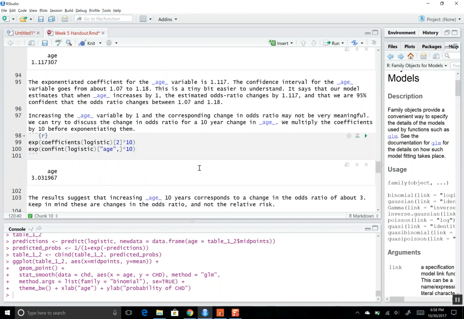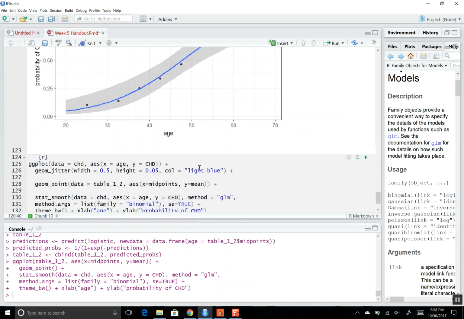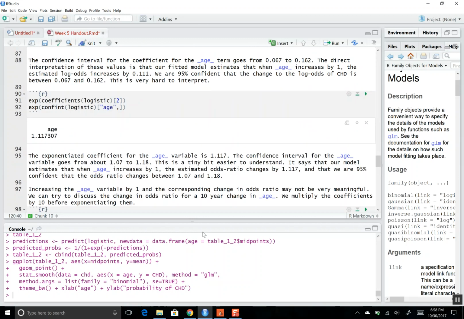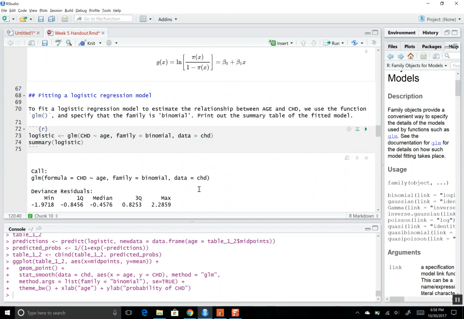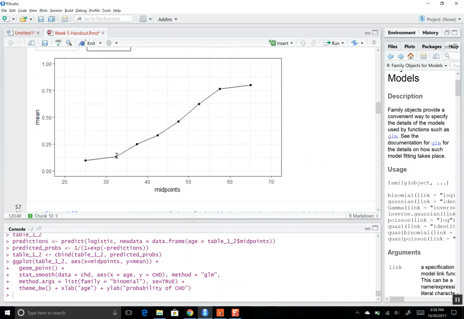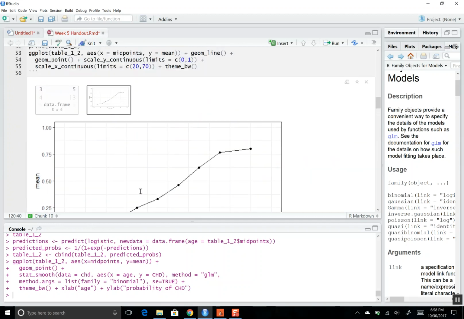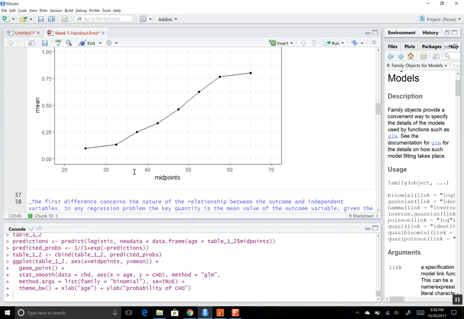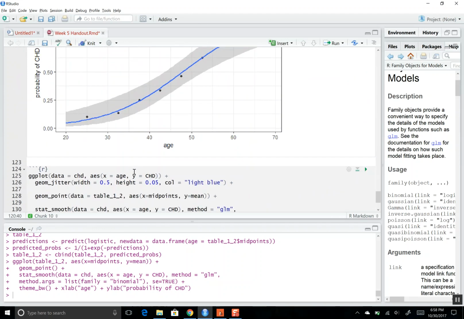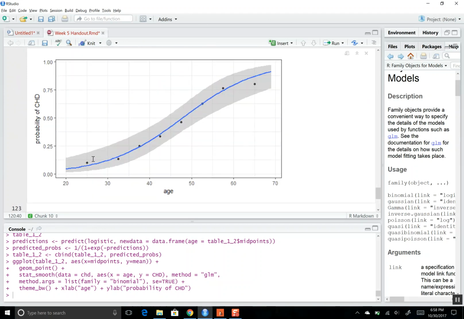So yeah, these are from our summary table that we used to create this. If we had to just create a curve based on the data itself, we created this series of dots here, and we use that just to see how our logistic model fits the summarized data that we have.